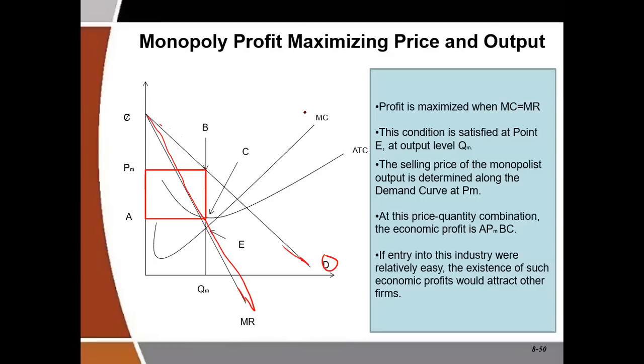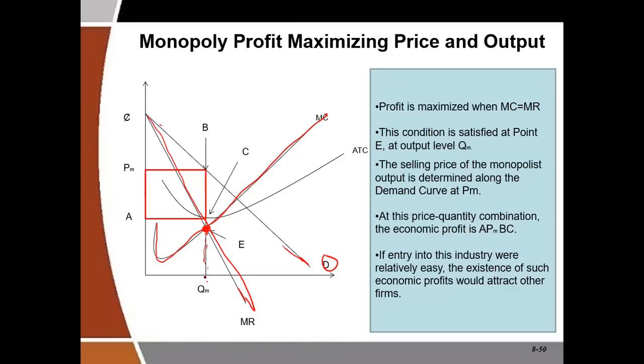Okay, now, the equilibrium point is achieved when marginal cost is equal to marginal revenue. So we will draw a marginal cost curve like this. So where the marginal cost cuts the marginal revenue, that is the equilibrium point. Where marginal cost cuts the marginal revenue, that is the equilibrium quantity. Okay, that is the equilibrium quantity.